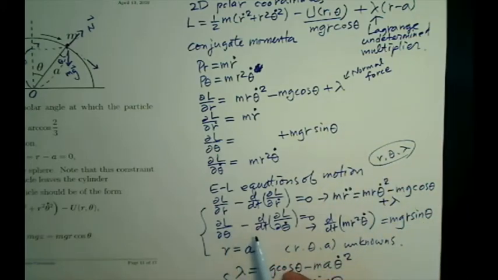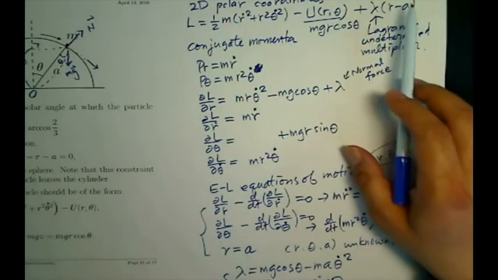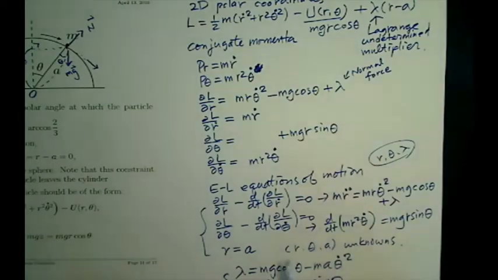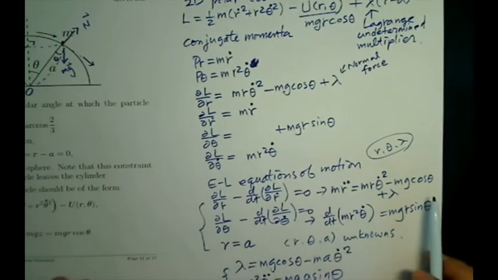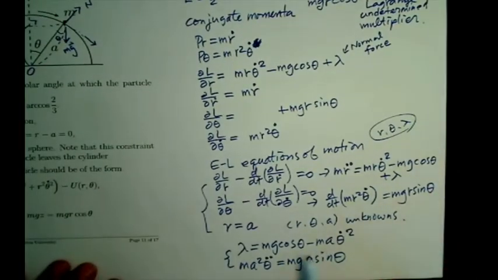And the theta dependent term contribution is the angular momentum time derivative. This is the torque for the angular acceleration. Now we have two equations, but three unknowns: r, theta, and lambda. Now we bring in this constraint equation, r minus a equals 0. So we have three equations, and the problem can be solved.